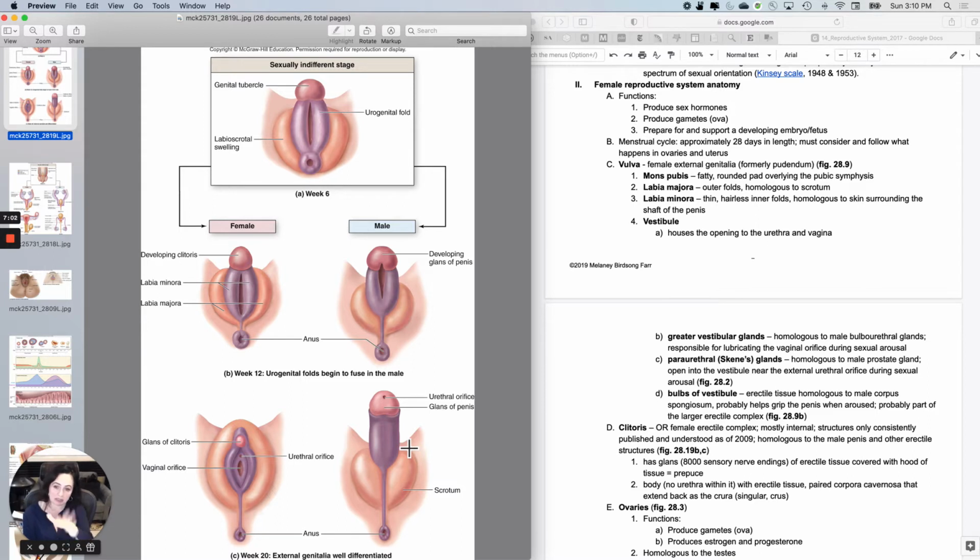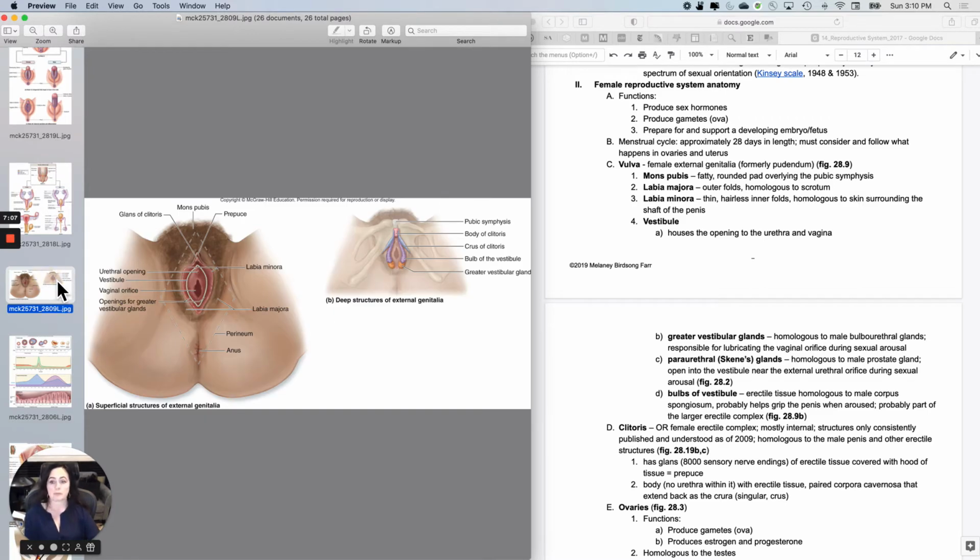Now, the labia majora is not homologous to the shaft of the penis. It's just the skin, because it has all that erectile tissue in it in a male, and the erectile tissue ends up elsewhere in a female. So the labia majora are homologous to the skin surrounding the shaft of the penis. Okay, and then we have this region right here, the region inside the labia majora, which is collectively called the vestibule, and vestibule means waiting room. It houses the opening to, here's the external urethral orifice right there. And then here's the vaginal orifice, the openings to the urethra and the vagina.